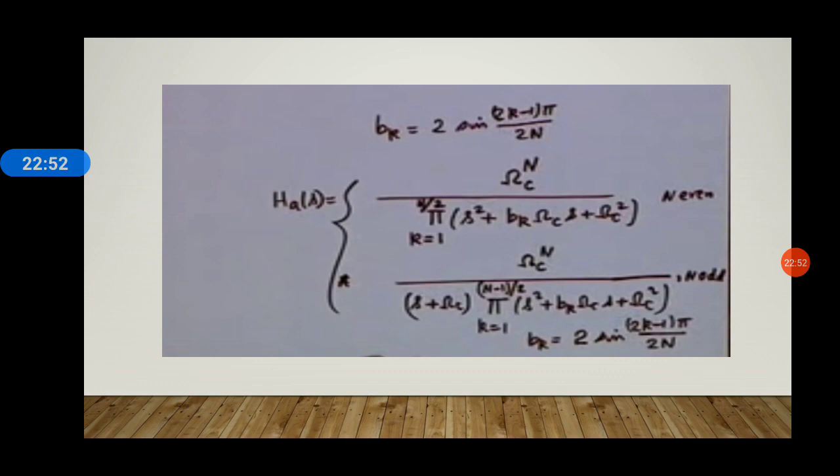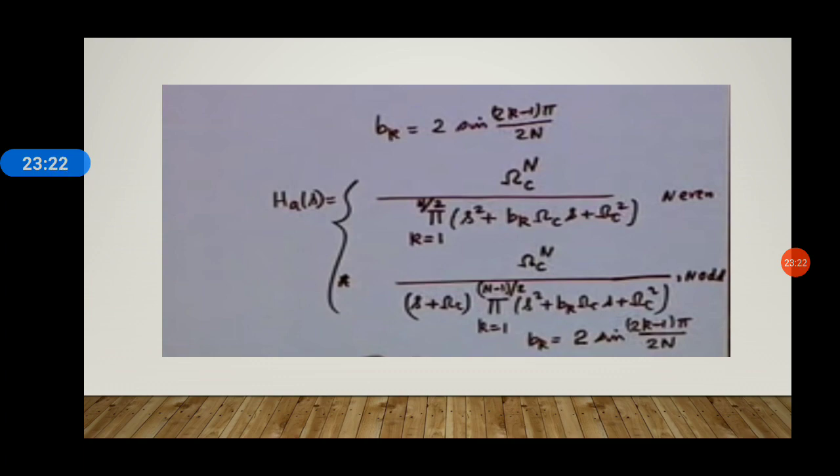And if n is odd, we know there will be a real pole at s is equal to minus omega c. That is, s by omega c is equal to minus 1. So you have this extra term and the rest of the terms, but as n is odd, k will go from 1 to (n minus 1) by 2 terms, and the numerator will have omega c to the power n, and bk is given as.